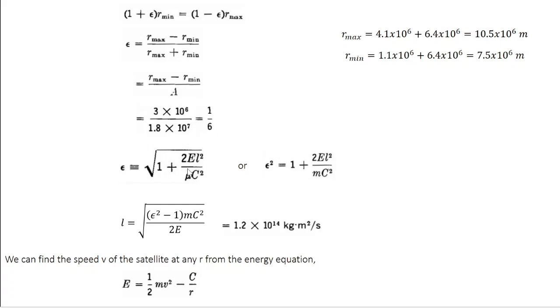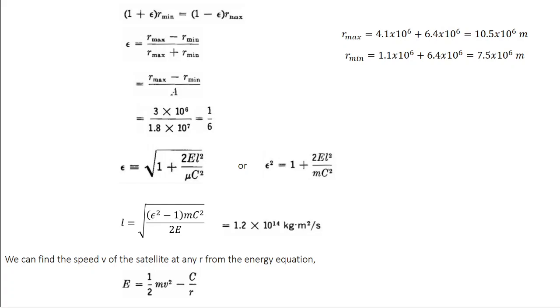And we know that angular momentum L and eccentricity E are related through this equation: E equals square root of 1 plus 2 E L square by mu c square. From this I can write E square equals 1 plus 2 E L square by mu c square. And the parameter of interest, L, equals square root of (E square minus 1) mu c square divided by 2E. So all the values are known. Substituting in this equation, you get L equal to 1.2 into 10 to the power 14 kilogram meter square per second.